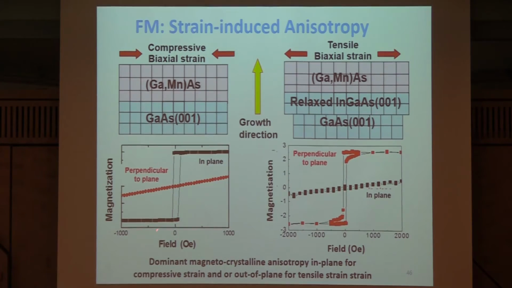Yeah, so in plane it's easy, and it's showing the switching. Out of plane, you have to drag the moments out, and then when you take the field off, they just come back down. Here, it's grown on relaxed indium gallium arsenide, now in tensile strain, and the sign of the anisotropy swaps. So now it's got a strong uniaxial perpendicular-to-plane behavior.